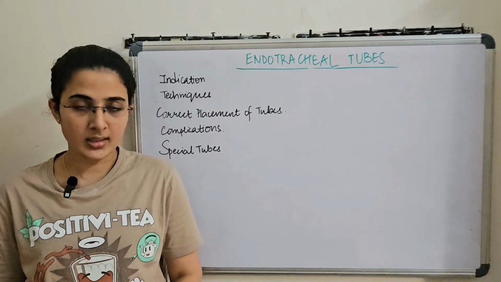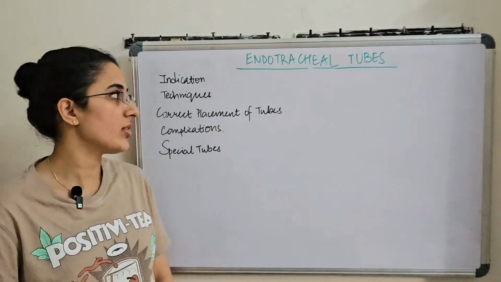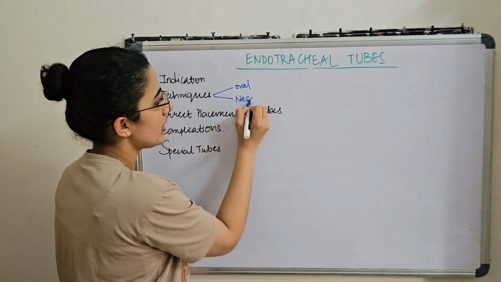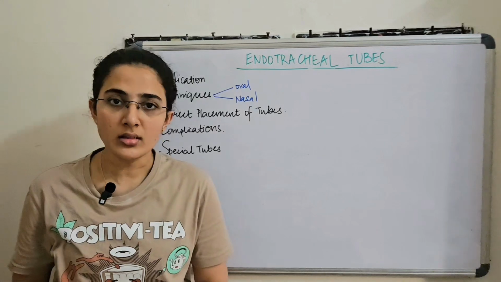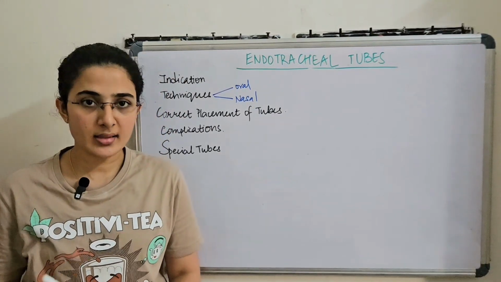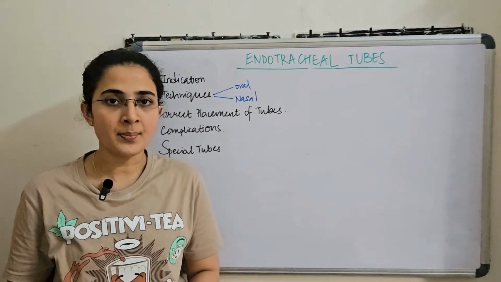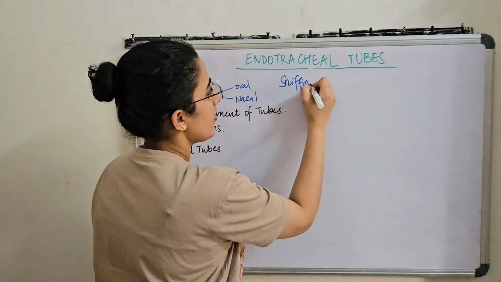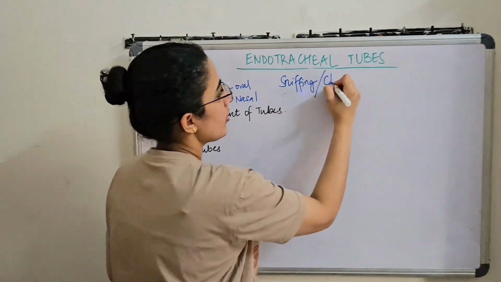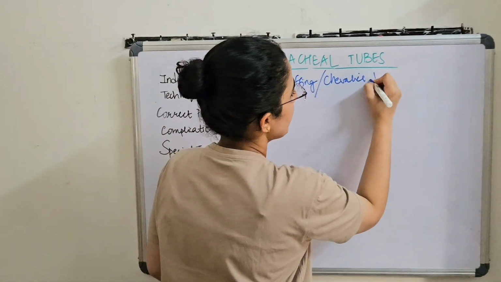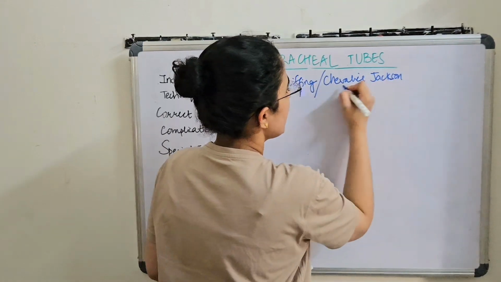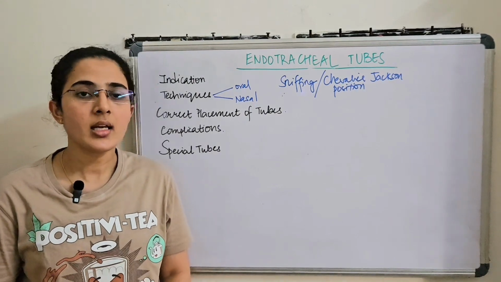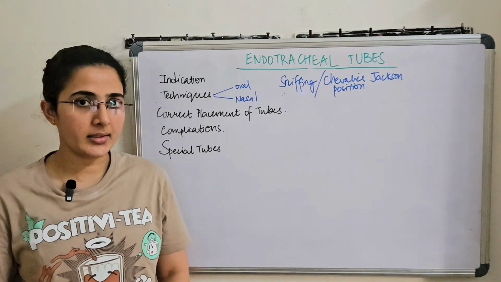Basically, we have oral intubation techniques and nasal intubation techniques. Whenever we are doing oral intubation, we start with the positioning of the patient. This is called the sniffing position, or the morning air position, also called the Chevalier Jackson position. In this position, there is extension at the atlanto-occipital joint and flexion at the atlanto-axial joint.